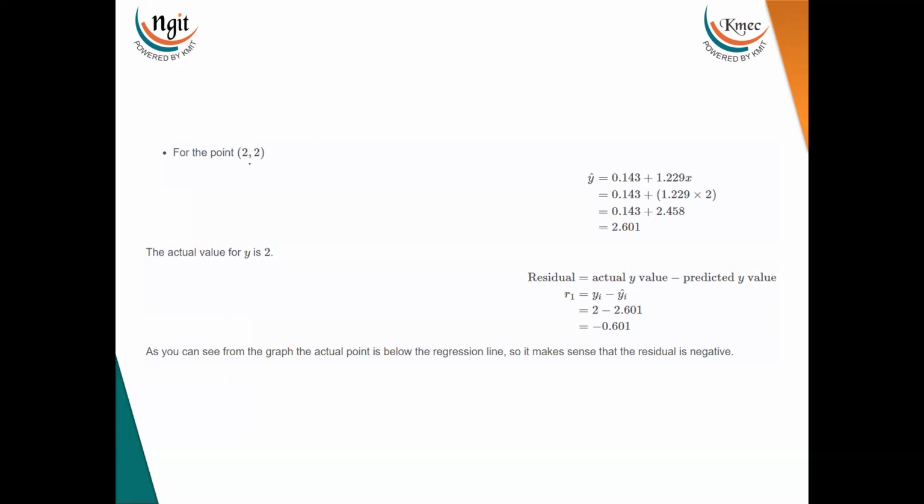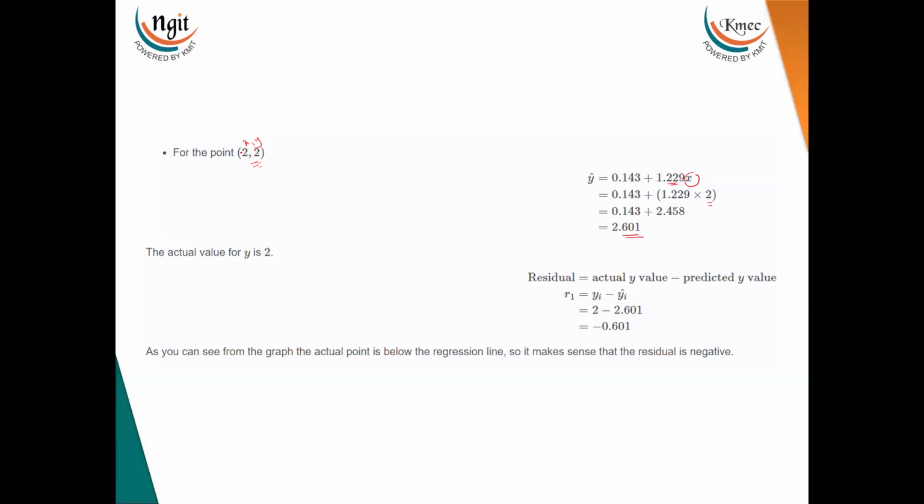Now, the very first one is for the point 2, 2. Y cap, that is the prediction of y. We already know that this equation is given. So in this, just place the value of x. The point is x comma y, the x coordinate and the y coordinate. The x coordinate is 2, so in place of x, place 2. Once you calculate this, you are going to get a value of 2.601.